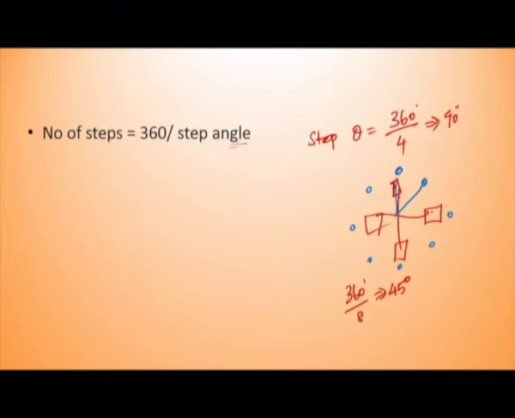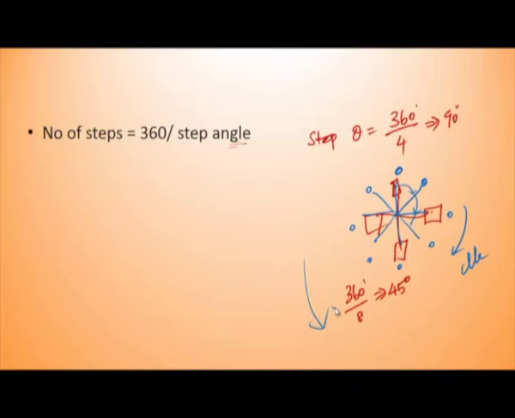In the clockwise direction, suppose your starting position is here, then it moves 45 degrees, then the next 45, then the next 45, and the next 45. This is the way it will rotate. This is a clockwise rotation, and the reverse direction is anti-clockwise.